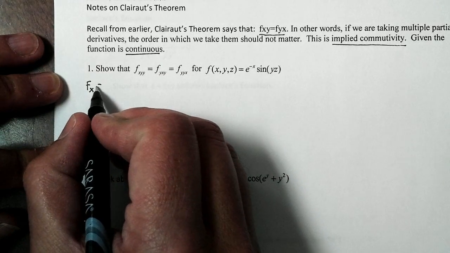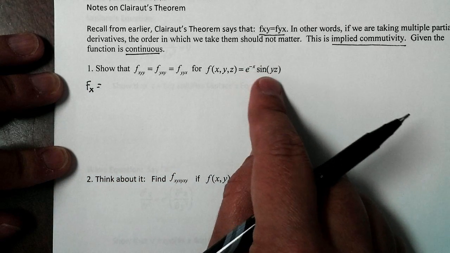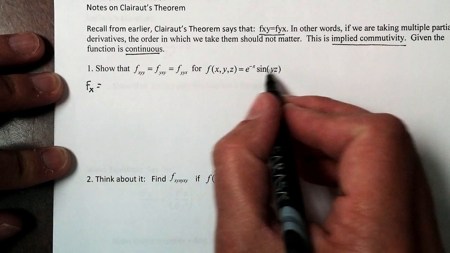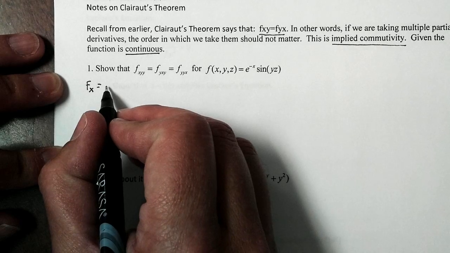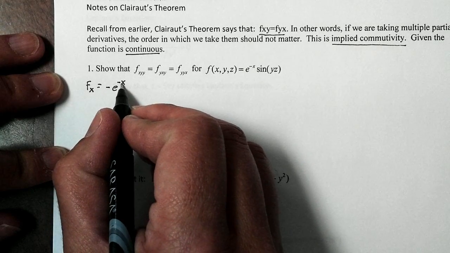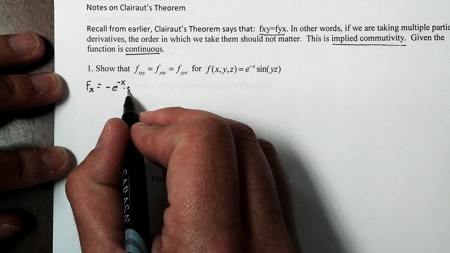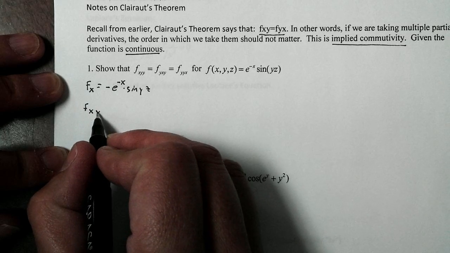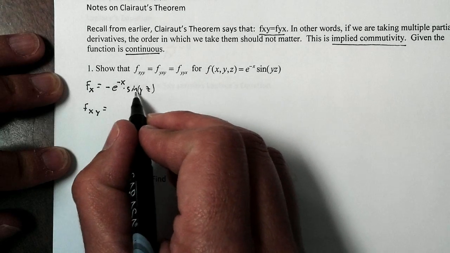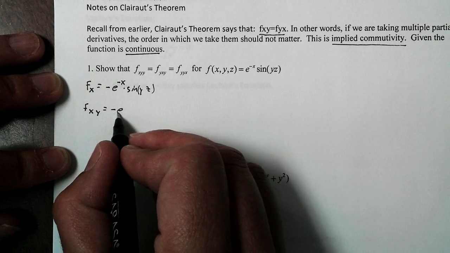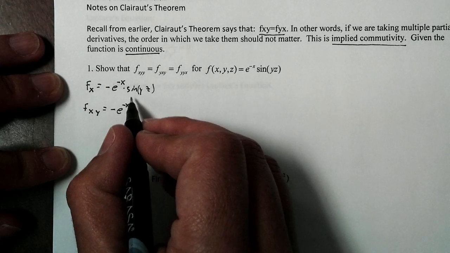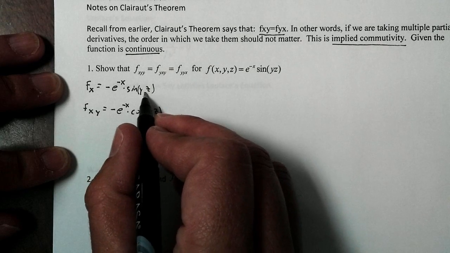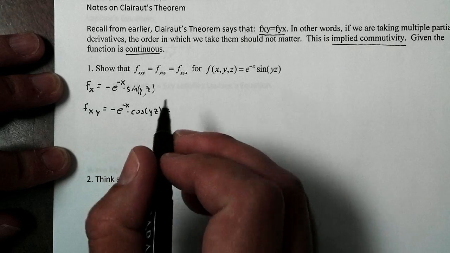We want to take the partial with respect to x. Now this sine of yz is on the inside, so it's my constant. If we take the derivative, we're going to get negative e to the negative x times the sine of yz. And if we now take that derivative with respect to y, well, y is on the inside, so we have a chain rule. This becomes negative e to the negative x times, well, the derivative of sine is cosine of yz, and we're going to multiply that by the derivative of the inside, which is just z.